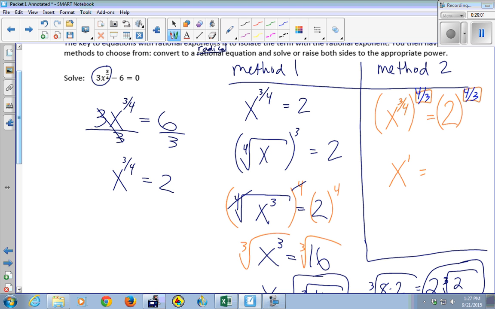And 2 to the 4/3, remember 4 is the power, 3 is the root. So you do 2 to the 4th and then cube root it. 2 to the 4th is 16. So this is the cube root of 16. So much simpler, yeah.